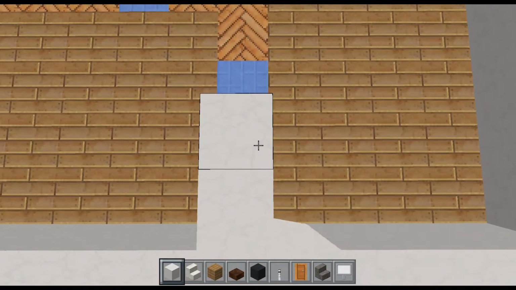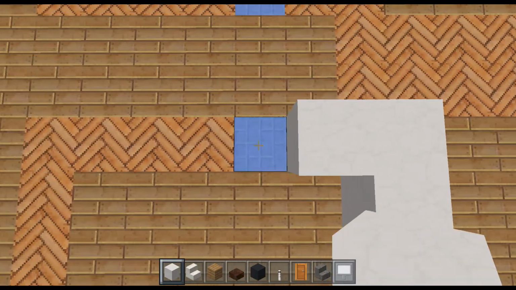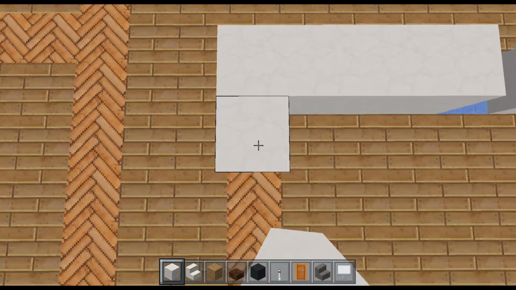Four to the right. Two forward, then one, then two, then to your left, then a door, then four, and then four down.